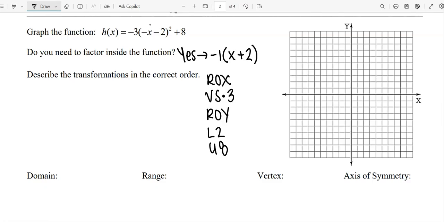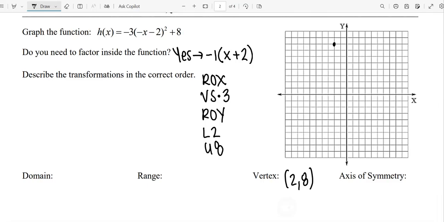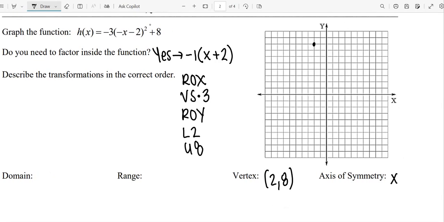I'll start with 0, 0, so I can get my new vertex. If I start at 0, 0, reflecting over the x doesn't change it. Vertical stretch by 3 doesn't change it. Reflection over the y doesn't change it. Left 2 changes it, and then up 8 changes it to 2, 8. What does that mean my axis of symmetry is? Oh, I'm so sorry. -2, 8. X equals -2.